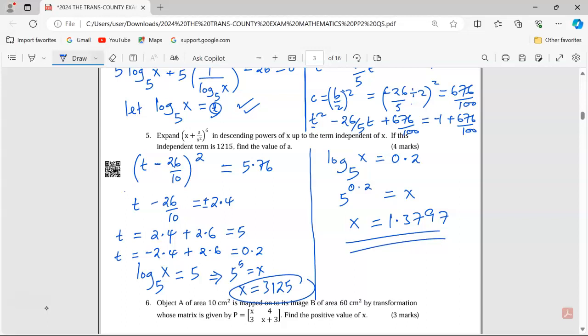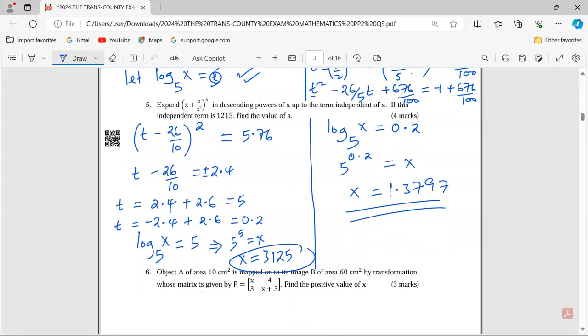Generally, I'm converting logarithm equations into index form by applying the relationship which says if the log of a to base b equals c, then we can change this to index form by saying b raised to c should give us a. So this is the relationship I've used at this particular point for me to get the values of x.